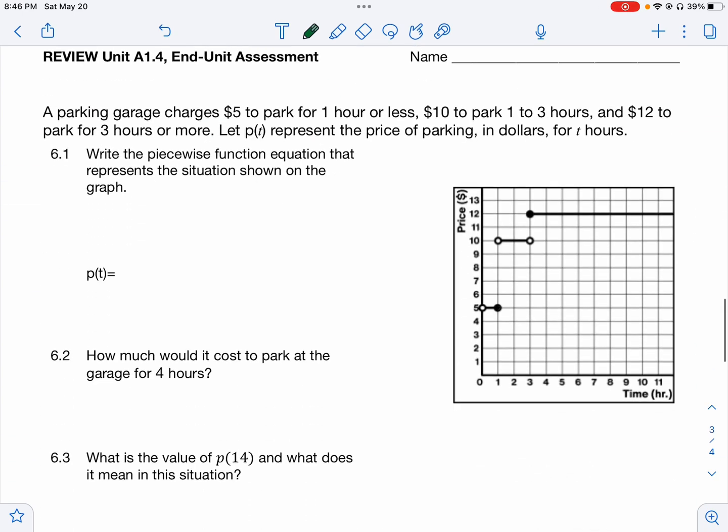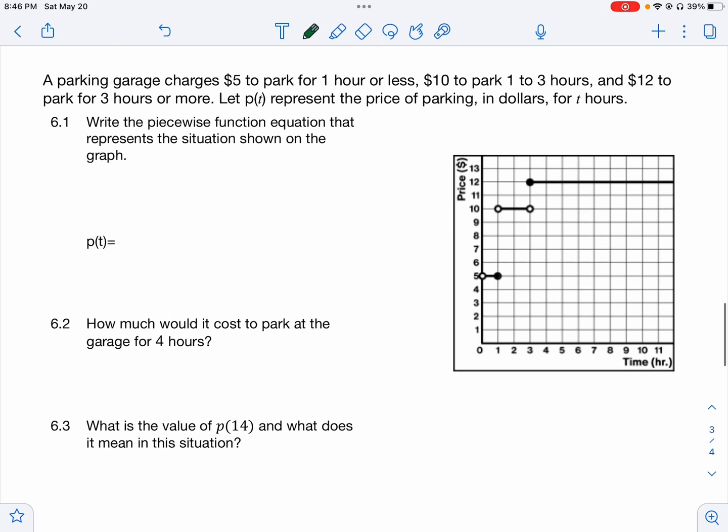Okay, number 6.1. A parking garage charges $5 to park for 1 hour or less, $10 to park for 1 to 3 hours, and $12 to park for 3 hours or more. P of t represents the price of parking in dollars for t hours. Write a graph that represents the situation.